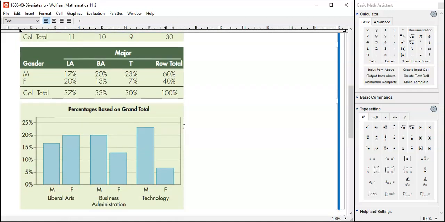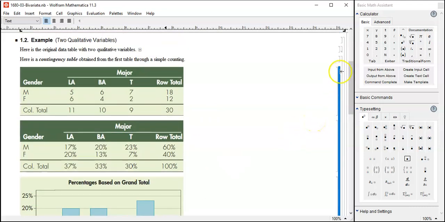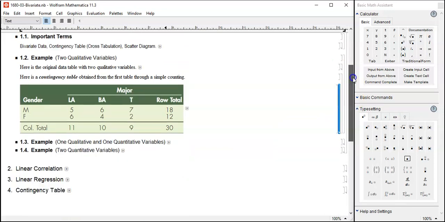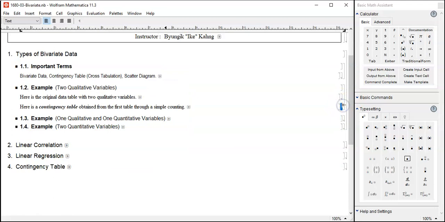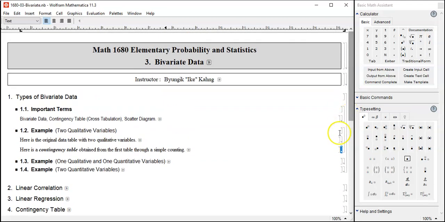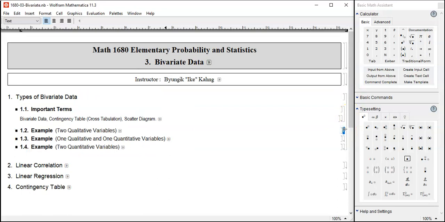And then here's the bar graph associated to those relative frequencies. This box represents male liberal art majors, 17%, and this one represents female liberal art majors, 20%. And so on and so forth. There are 6 categories, adding up to 100%, or pretty close to it, maybe not precisely because of some rounding here. Alright, there goes an example of cross-tabulation or contingency table. That's a good way to describe bivariate data when the data is given by 2 qualitative variables.